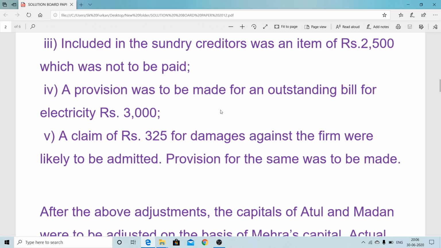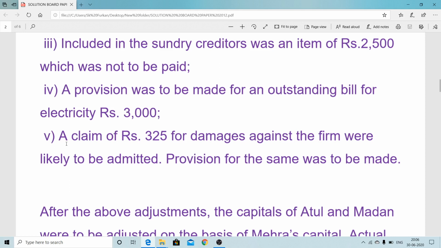This is another: a provision was to be made for an outstanding bill for electricity. This is one unrecorded liability. That time revaluation account debit to outstanding electric bill account. So when any unrecorded liability is to be recorded at the time of admission, you have to pass this entry: revaluation account debit to that unrecorded liability. If any unrecorded asset, it means asset increases, so asset account debit to revaluation account.